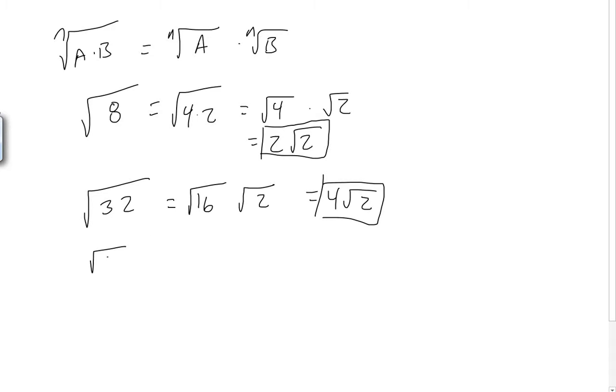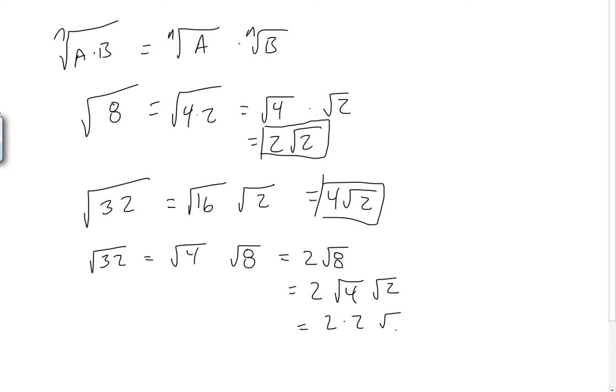Notice, though, that if I had taken the square root of 32 and rewritten it as 4 times 8, I've technically simplified a little bit, but I have not simplified completely. Meaning, the square root of 4 times the square root of 8 is 2 square root of 8, but the square root of 8 can actually be broken down further. So I'd have to start over and say, okay, well, 8 is 4 times 2, so that this becomes 2 times 2 square root 2, and eventually I get the same thing. I still get 4 square root 2.